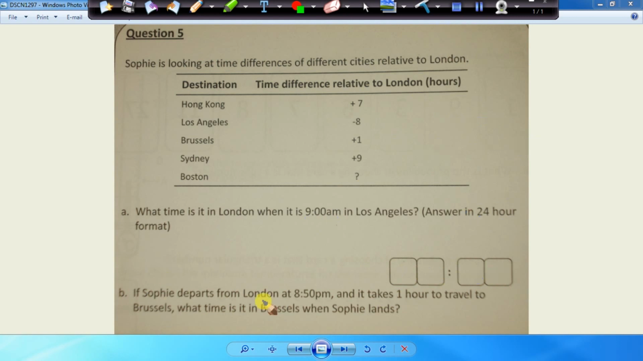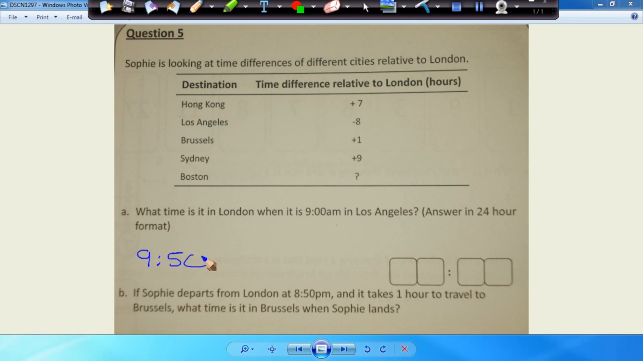Okay, part B. If Sophie departs from London at 8:50 p.m. and takes 1 hour to travel to Brussels, what time is it in Brussels when Sophie lands? So 8:50 she leaves London. It takes her 1 hour to travel to Brussels. So she should be arriving in Brussels. What time would it be in London?